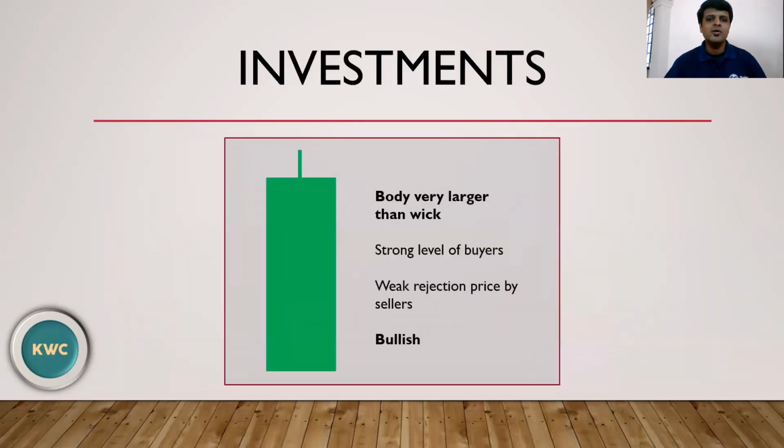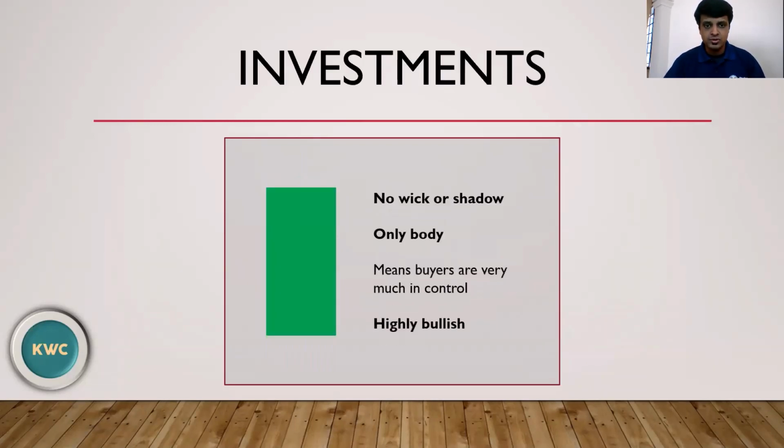Now, a few things. If the body is much larger than the wick, that means there's a strong level of buyers or sellers. In the case of a green candle, a strong level of buyers and weak price rejection by the sellers, the likely trend is bullish. If there is no wick or shadow at all, this is highly bullish. It's just going straight up.